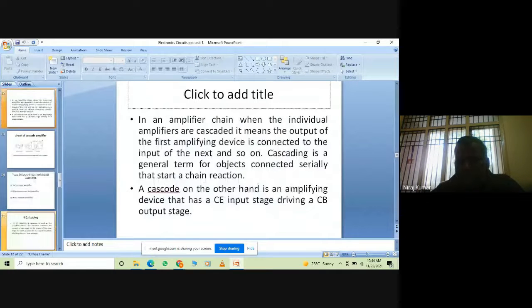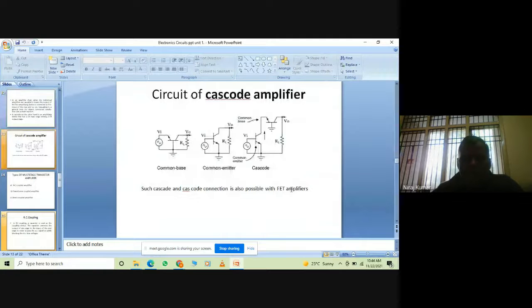Then cascode: we can say that a cascode amplifier is an amplifying device that has a common emitter stage driving a common base output stage. This is a cascode amplifier circuit diagram. One is the common base circuit, second is the common emitter circuit. In the common base circuit, the base is common to the input and output side both. In the common emitter, the input and output side are both common at the common emitter terminal. So if we mix the common base and common emitter, we can generate the cascode amplifier.